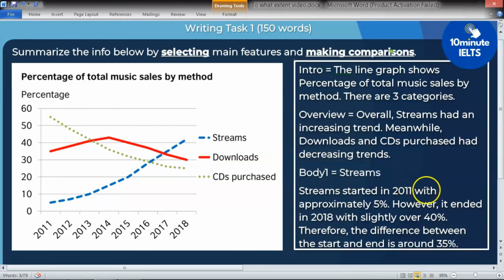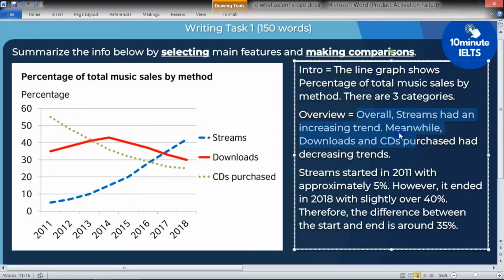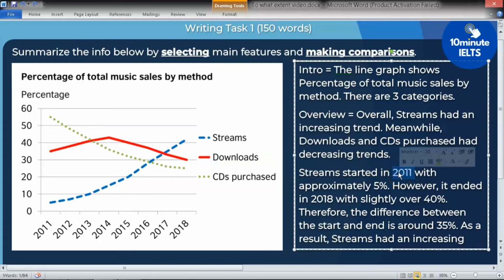Now, when we end this one, we must mention again our overview that we will prove as a result, streams had an increasing trend. And there you have it. That's our body 1. And you'll notice, did it select the main features? Yes, it selected 2011, the starting main feature, and the ending main feature, and then made a comparison to prove our overview, which is a trend. That's why you don't need to give all of the years or all of the dates or points. And you can do this with all of the bodies.